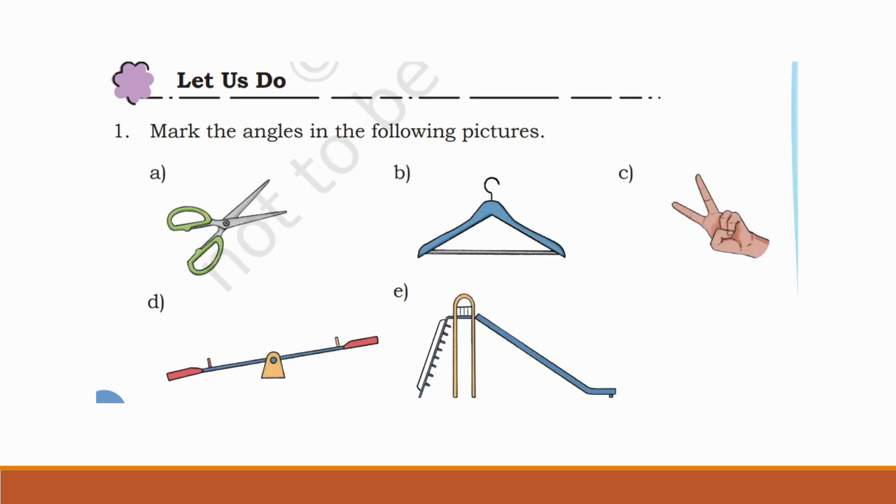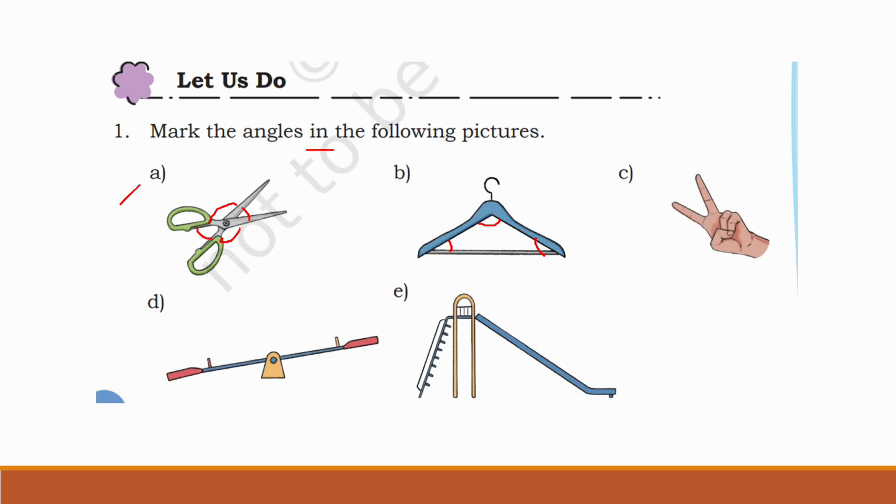Let us mark the angles in the following pictures. First one, see, here you can see an angle here. Then here you can see another angle. Here you can mark an angle. Here you can mark an angle. Then next one, B. Here there is one angle. Then second angle here. Third angle here.